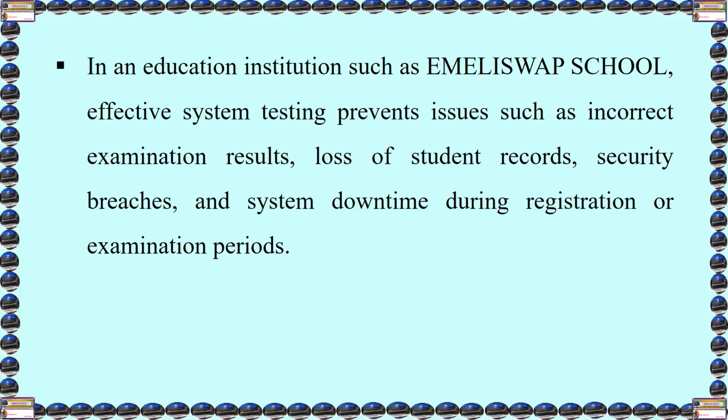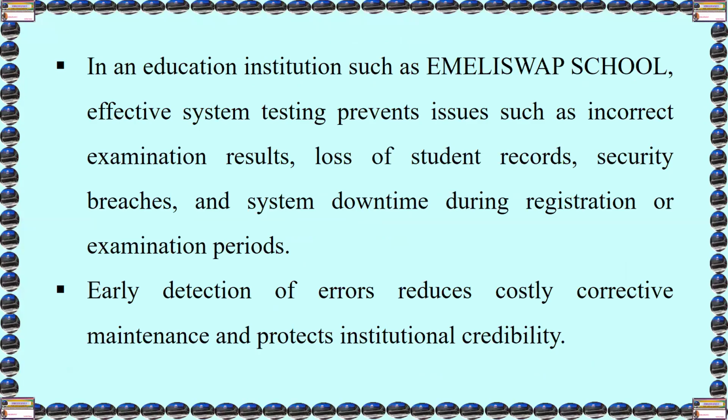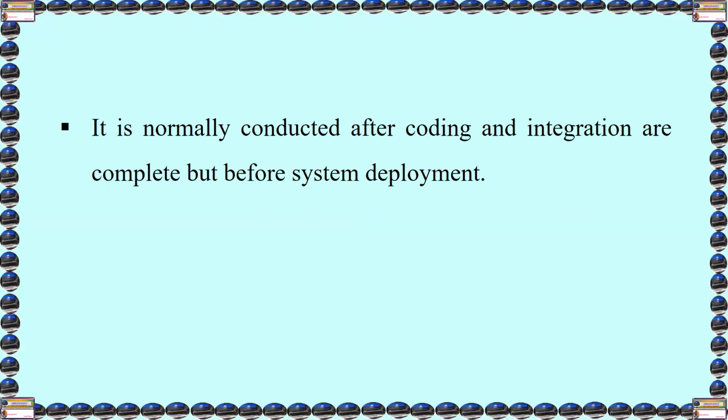In an educational institution, for example, a Meliswap school, effective system testing prevents issues such as incorrect examination results, loss of student records, security breaches, and system downtime during registration or examination periods. Early detection of errors reduces costly corrective maintenance and protects institutional credibility. It is normally conducted after coding and integration are complete, but before system deployment.